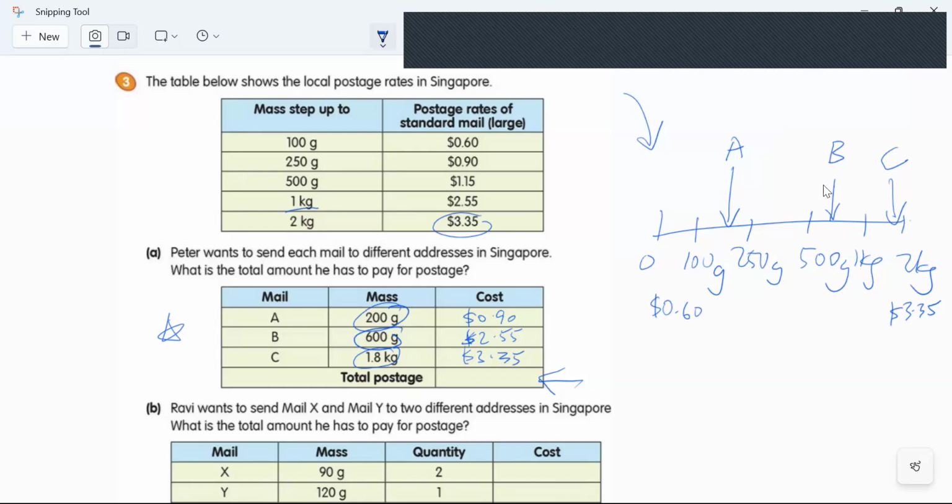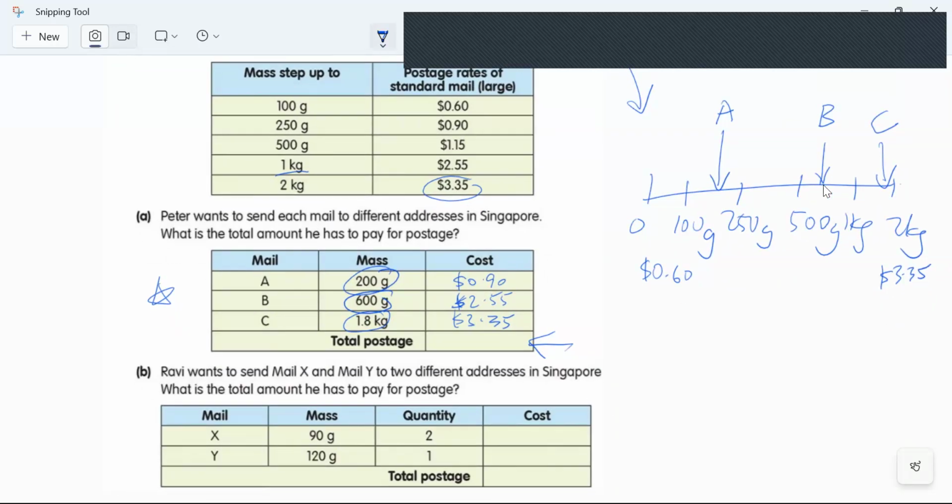Now, why is the table helpful? You can present your mail, your mass, your cost in a very neat and tidy manner. And it's even more helpful if, let's say, you have more than one quantity. Now, why am I particularly highlighting this? Because now we look at the verbal question that some of us have tried.